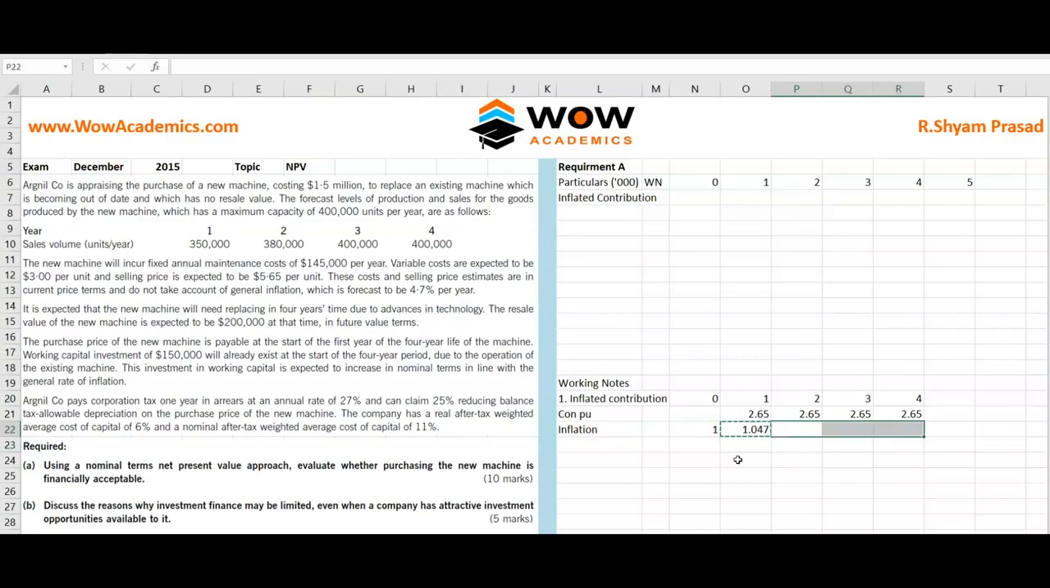With that, we can copy and we can paste it for the other years. So the numbers should increase like this. Okay, once it's increasing like that, it means that you are working out in a right manner. So now what we'll get is, we'll get contribution per unit after inflation. Okay, so we can multiply and we'll get the answer. So we got the inflated contribution per unit.